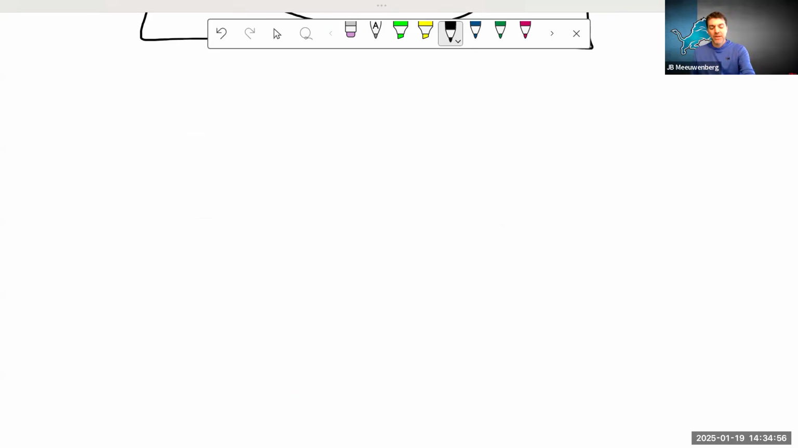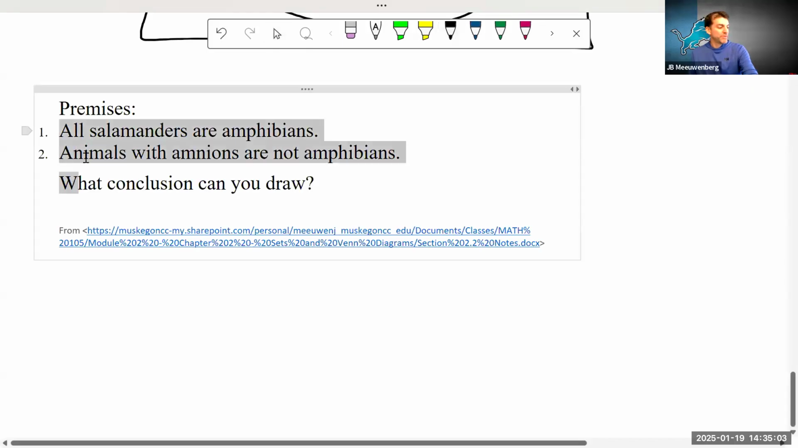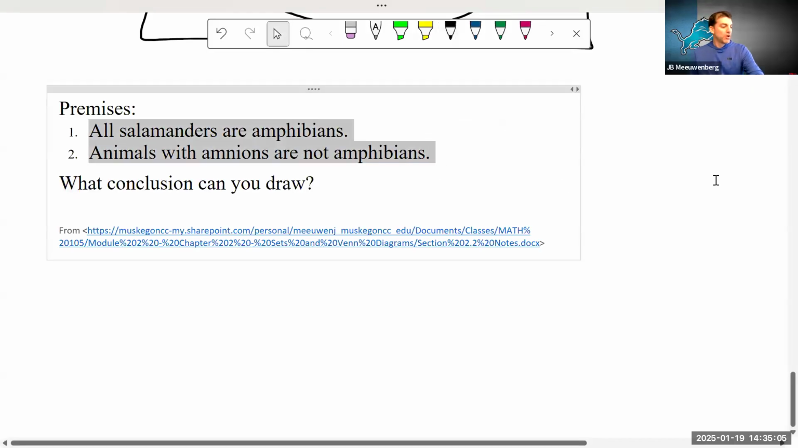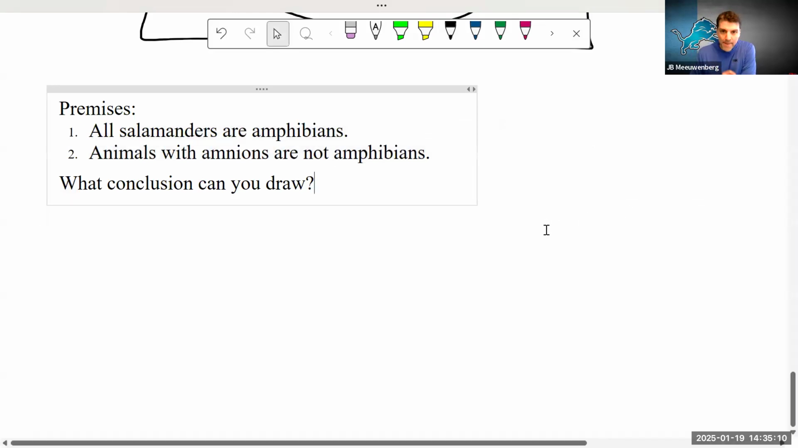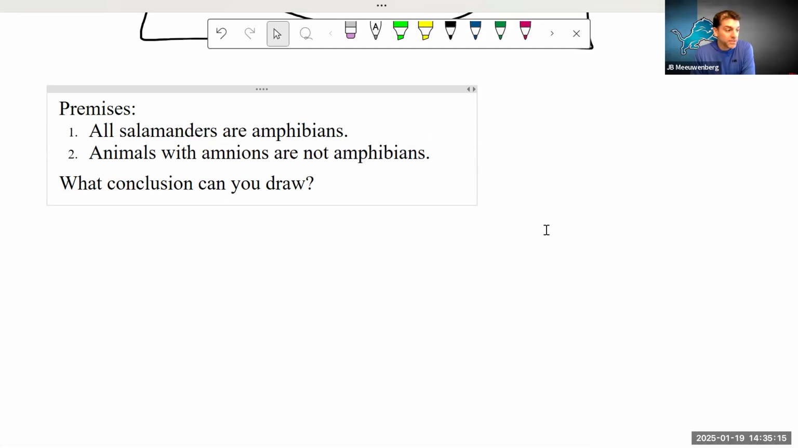So I'm going to give you another one. I'm going to give you another scenario with these premises. All salamanders are amphibians. Animals with amnions are not amphibians. What conclusion can you draw? So go ahead and pause the video for a moment and see if you can figure this out. What conclusion can you draw given these premises? I'll keep going.